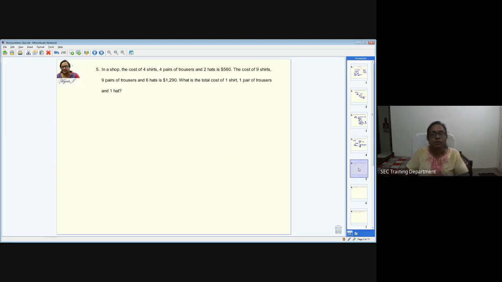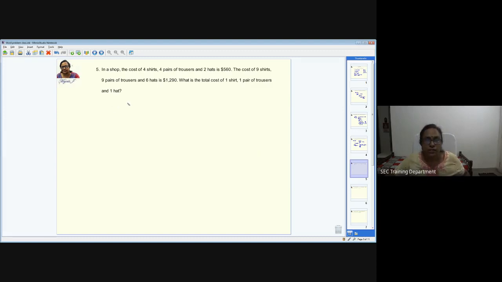In a shop, the cost of 4 shirts, 4 pairs of trousers, and 2 hats is $560. The cost of 9 shirts, 9 pairs of trousers, and 6 hats is $1,290. What is the cost of 1 shirt, 1 pair of trousers, and 1 hat? So they're asking you to find the total cost of this. So we need to see the combination of this and then find out this. So let me write this sentence first, the conversion of this.